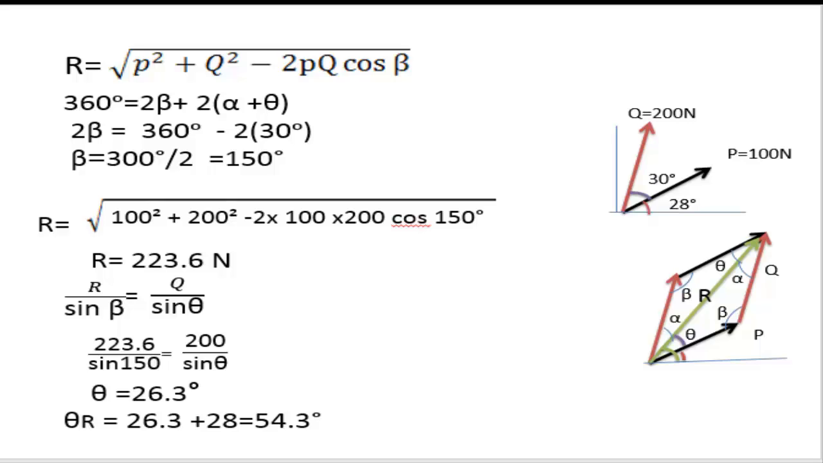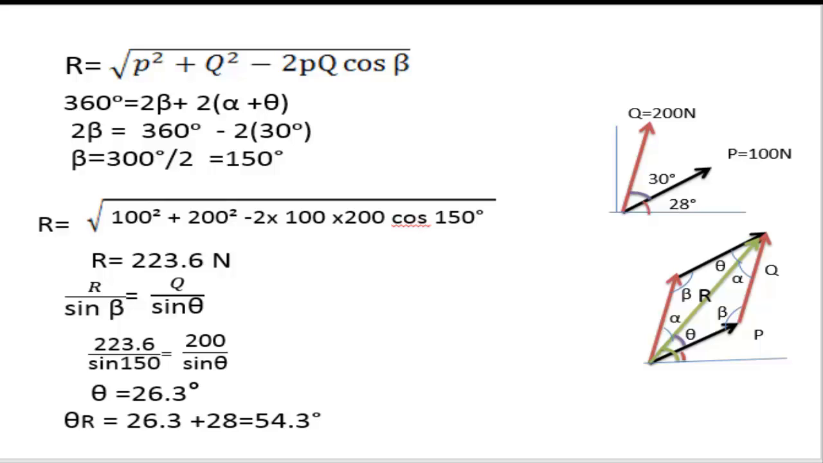For this parallelogram, the summation of all the angles equals 360, which is 2 beta plus 2 of both alpha plus theta. Then 2 beta will equal 360 minus 2 cross 30. Beta will equal 300 over 2, and it will be equal to 150 degrees.